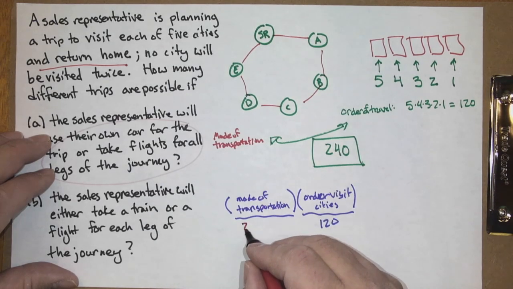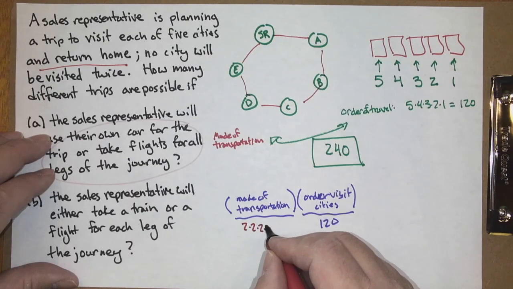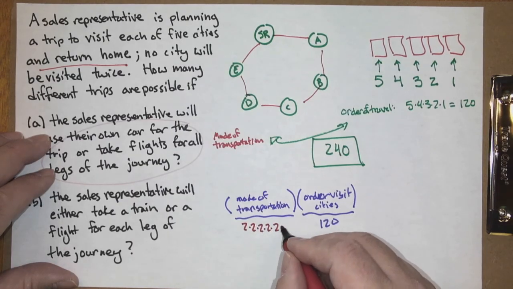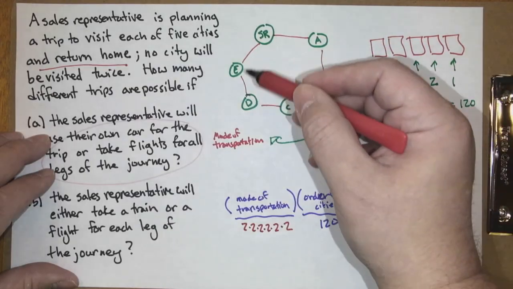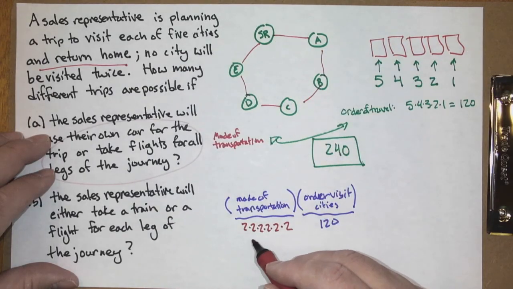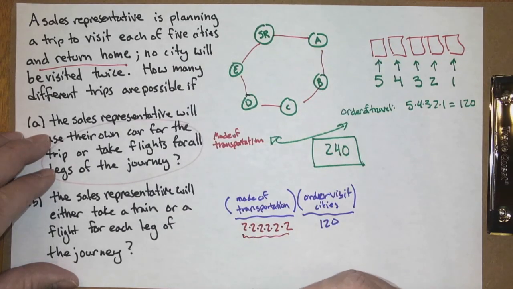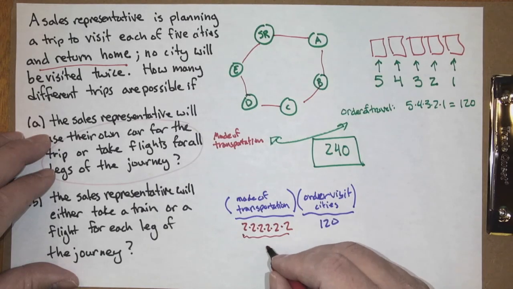It'll be 2 times 2 times 2 times 2 times 2 times 2. Right, there's 6 legs. Each one gets 2. But there's an easier way for us to write this down. What's another way to write down 2 times 2 times 2 times 2 times 2 times 2? 2 to the 6.